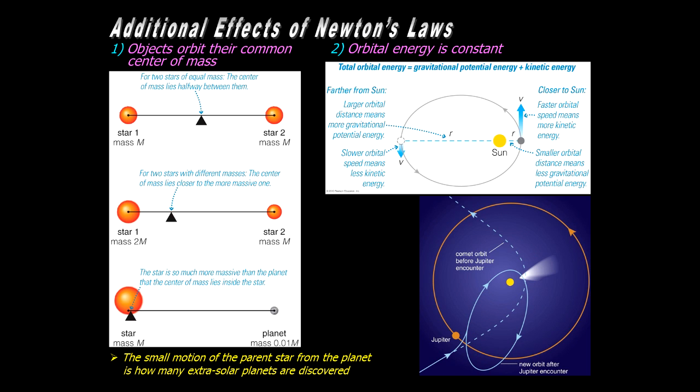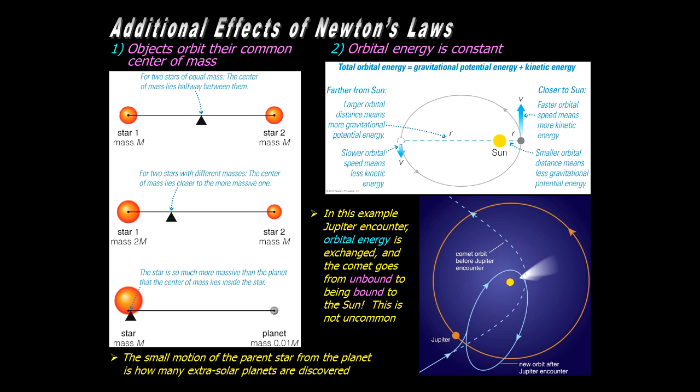And Jupiter says, I don't care. Doesn't affect me at all. Actually, the comet affects Jupiter ever so slightly, but Jupiter is so massive that it's essentially unperturbed. So the comet goes from unbound to bound, and some of the comets that we currently have that repeat their orbits in our solar system originally were on hyperbolic paths, and now they're on bound elliptical paths.